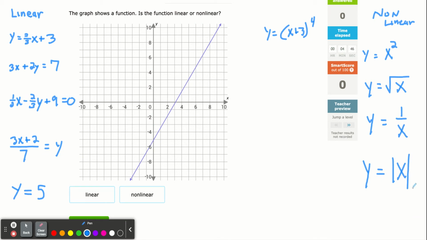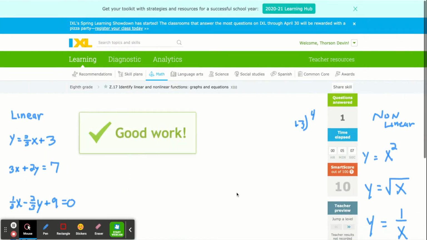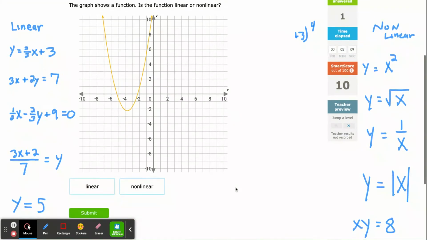This is the absolute value. It's V-shaped. It's nonlinear. Anytime you see variables multiplied together, both the x and the y times each other, that would be nonlinear. So all these are nonlinear. Again, I don't expect you to actually have them all memorized, just kind of get familiar with them. So when you go through these, you can quickly identify which ones are linear and nonlinear.